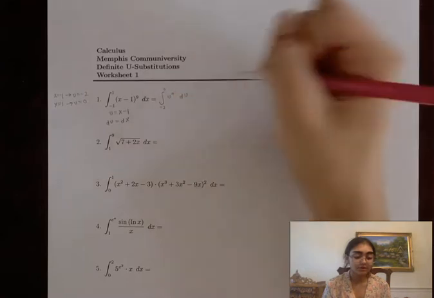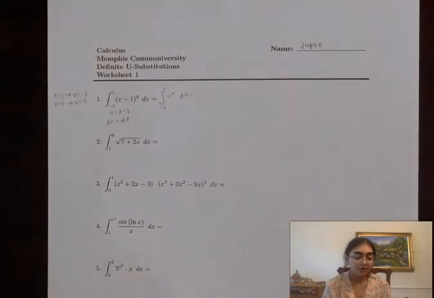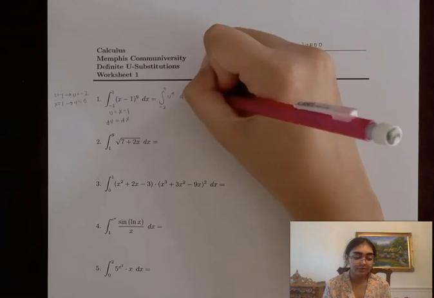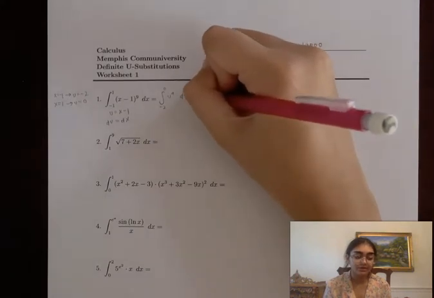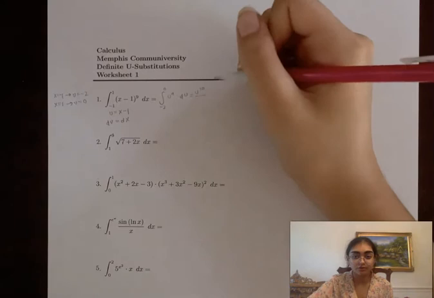And so according to the power rule, our antiderivative is going to be u to the power of 10 over 10.